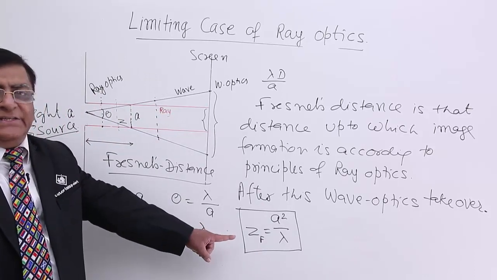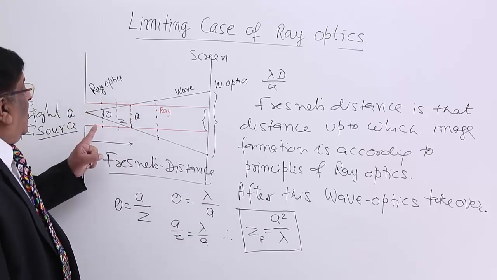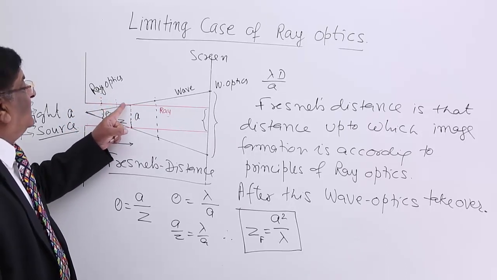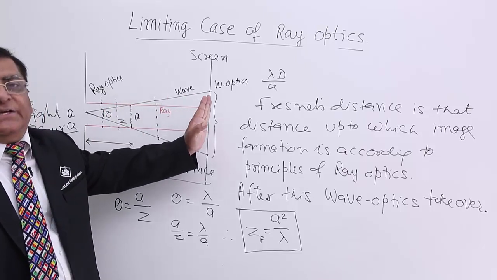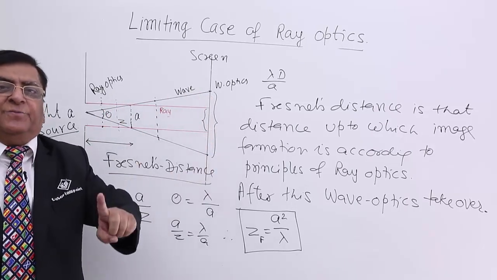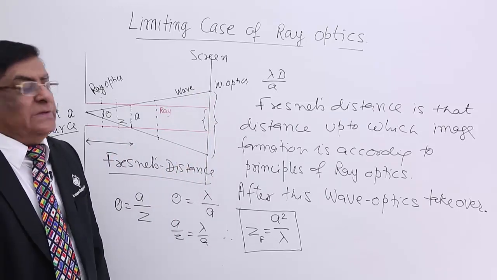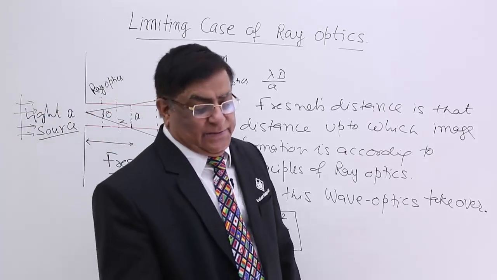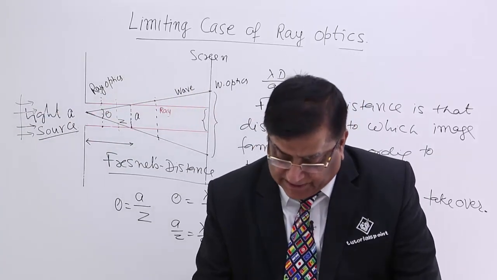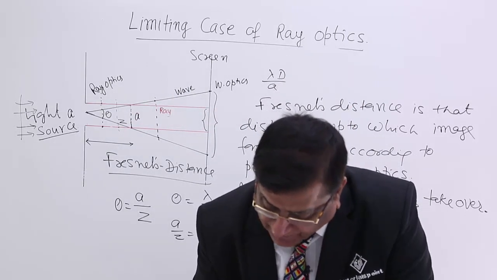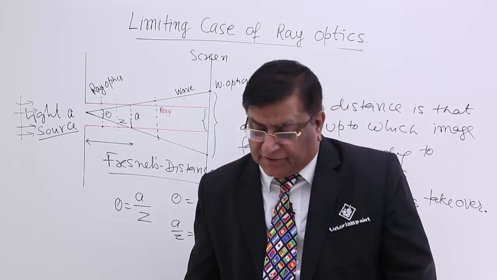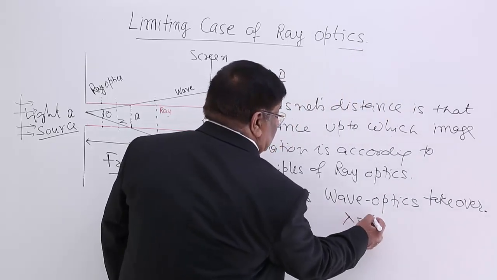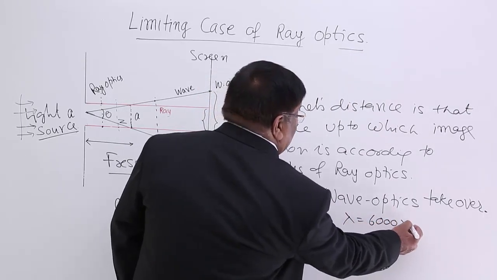This is the Fresnel distance, ZF. So what happens at this distance? Up to this distance, all our image approximations are to be done with help of ray optics, and after this distance, we have to consider the principles of wave optics, right? So this is Fresnel's distance. We can find out Fresnel distance for certain wavelength. The average wavelength of visible light is 6000 angstrom. Lambda is equal to 6000 angstrom.